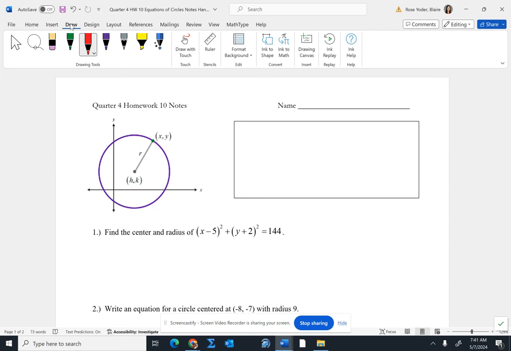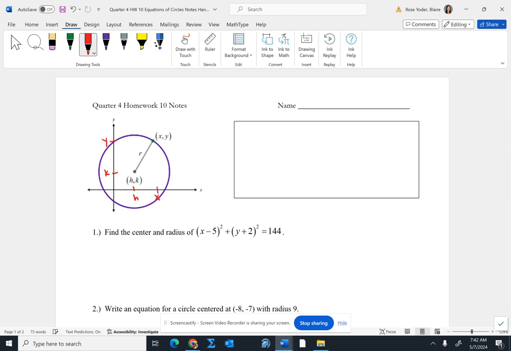So if you look at my little circle diagram, the definition of a circle is the set of all the points x comma y that are equidistant from the center of the circle. I'm calling the center of the circle h comma k. So let me locate where these values are on the grid. So there's h and k.